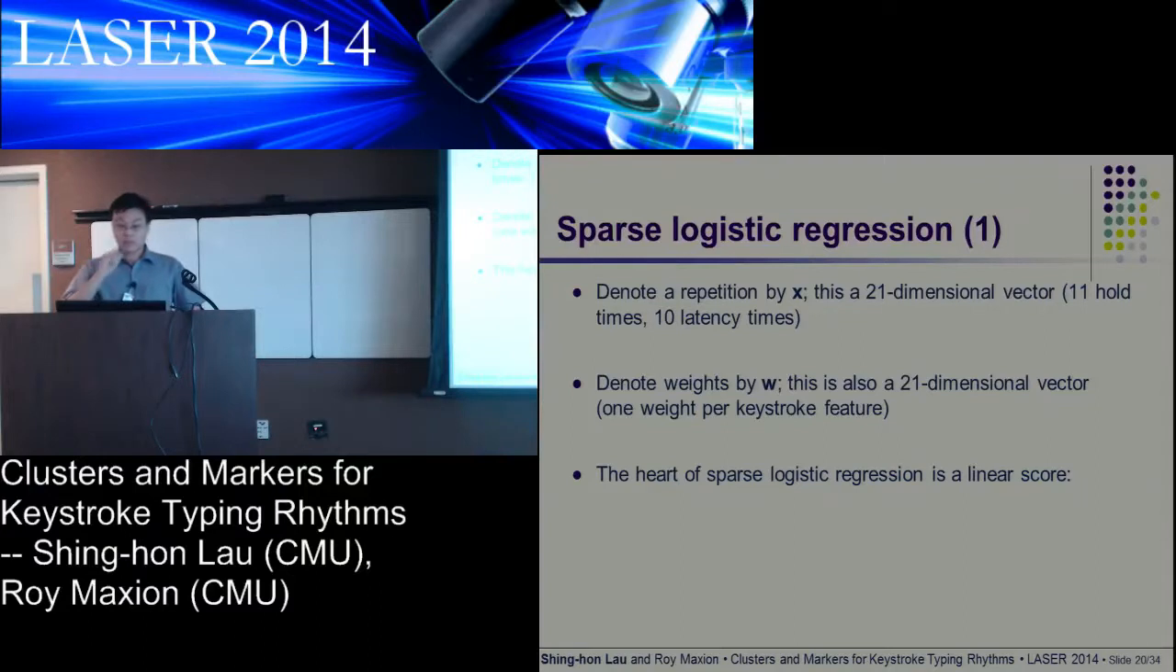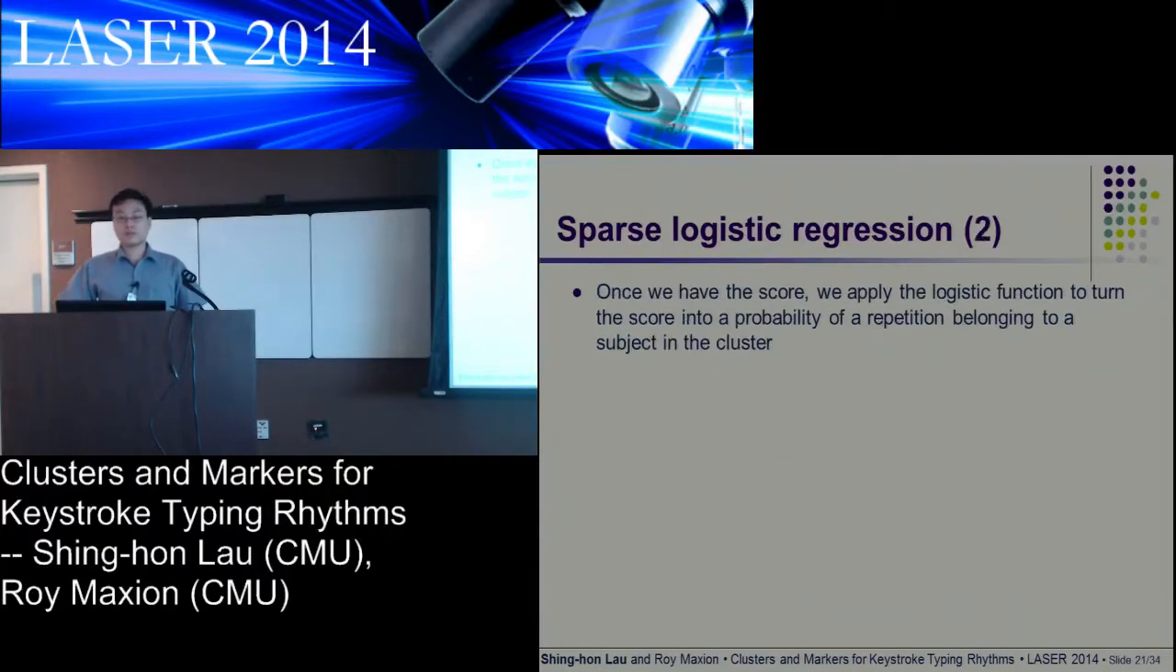The heart of sparse logistic regression is a linear score. And if you're familiar with the notation, it's just the dot product between W and X. If you're not familiar with that, you can just think of it as the sum, where each term in the sum is a weight multiplied by the corresponding feature. Once you have this score, you can apply the logistic function to turn the score into a probability. And this will be the probability that a repetition belongs to a subject in the cluster.